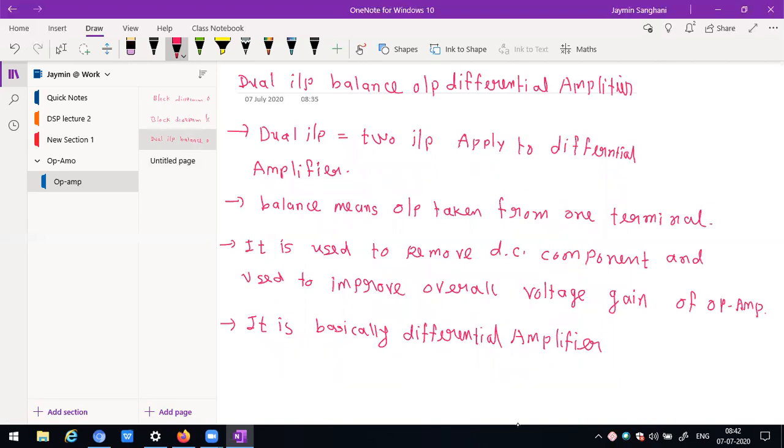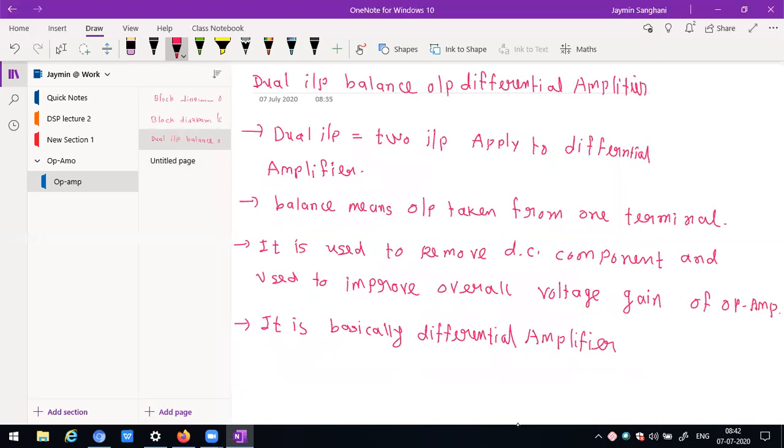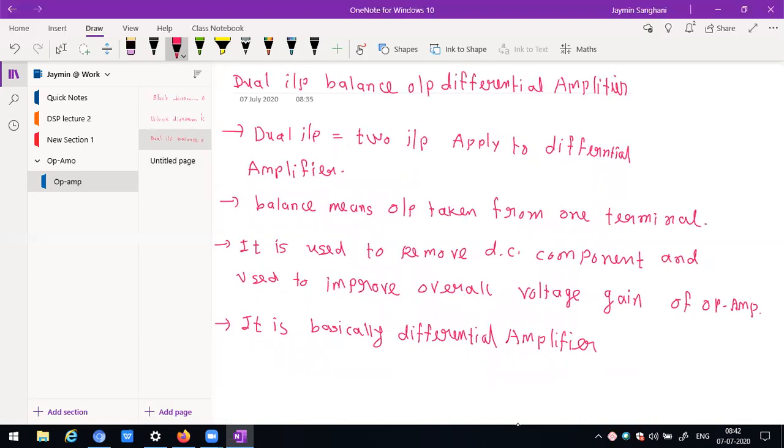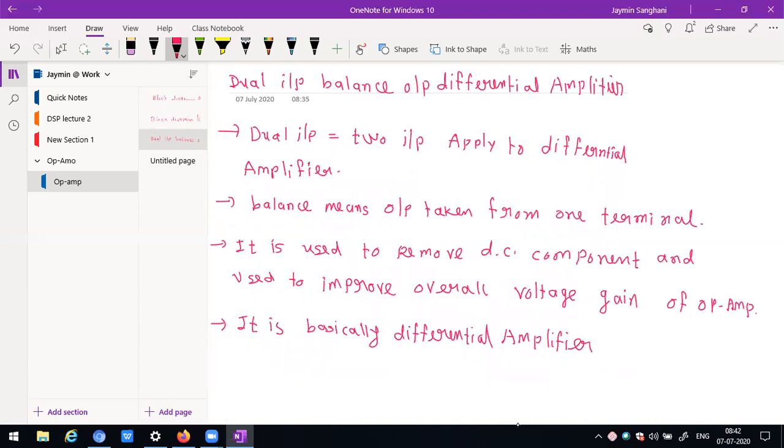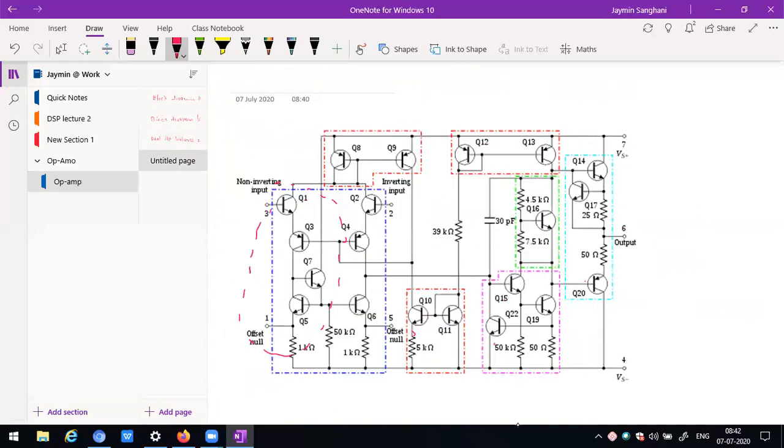It is used to improve the overall voltage gain of the operational amplifier. What is the meaning of voltage gain? Gain equals output divided by input. Voltage gain is output voltage divided by input voltage. You have to write only this portion in the examination. Don't sketch this diagram. This diagram is not used for examination. It is just for understanding purposes.